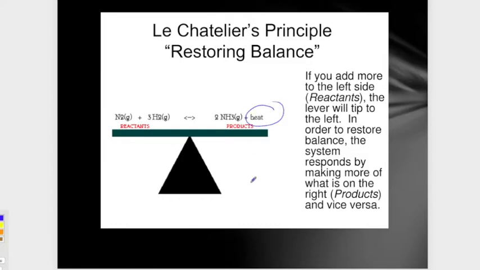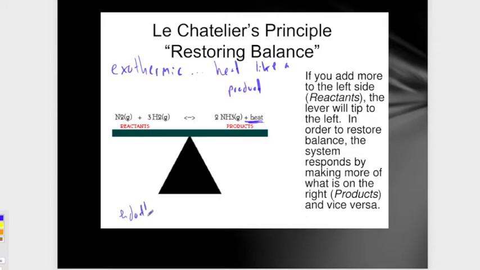This system has heat on the right side. In other words, they're treating heat like a product. This is going to be hugely important for you all. When heat is like a product, that means that the reaction is exothermic overall. So this makes sense. Exothermic spits excess heat energy out like a product. So exothermic, we can treat heat like a product. If a reaction is endothermic, we're going to be able to treat heat like a reactant.